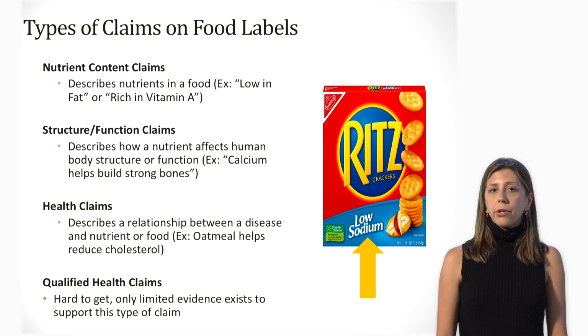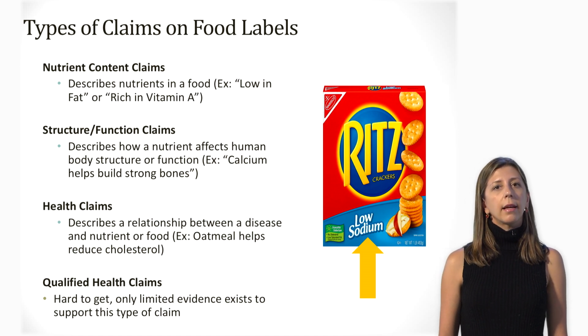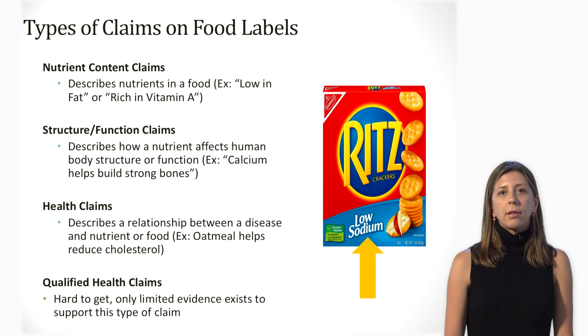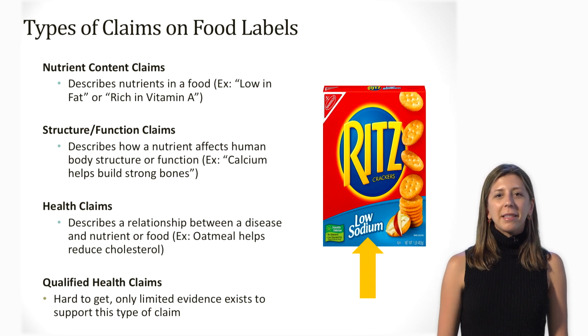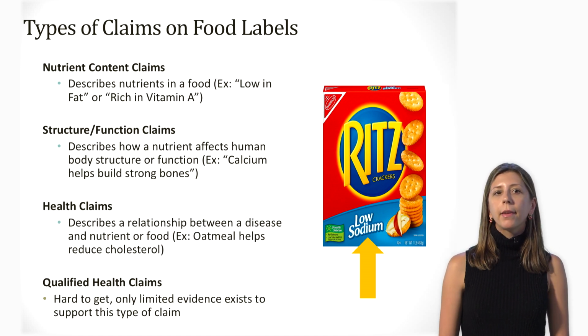So examples of nutrient content claims could be low in fat, rich in vitamin A, good source of fiber, good source of calcium, etc. Any of those are nutrient content claims. And you can see on this Ritz cracker box that we have a nutrient content claim. It says low sodium. So hopefully now you understand that basically all it's saying is that these Ritz crackers are low in sodium, and that's an example of a nutrient content claim.